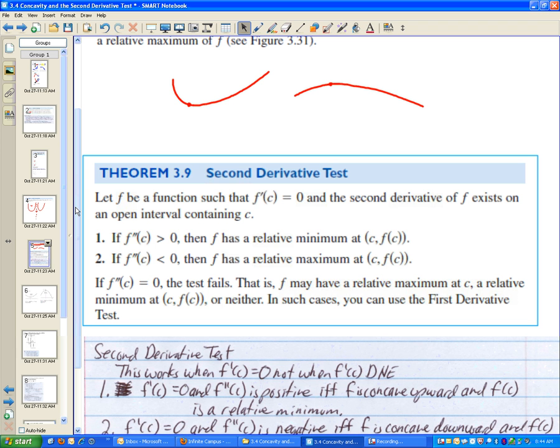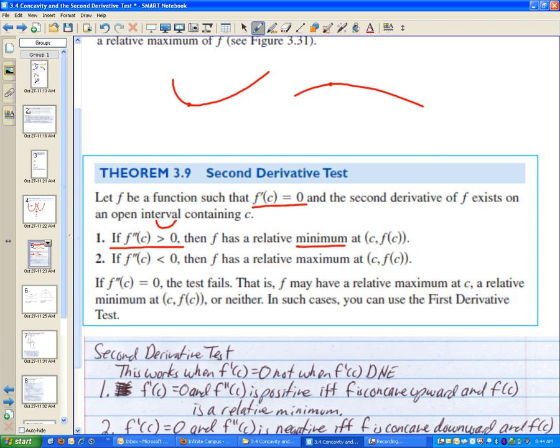Okay? It says let f be a function such that f prime of c equals 0. So we got a critical number where the derivative equals 0. And the second derivative of f exists on an open interval containing c. If the second derivative is greater than 0, in other words, the second derivative is positive. Think back to our concavity discussion. If the second derivative is positive, the first derivative is increasing, which means the function is concave up. So second derivative positive means concave up. So we've got a function that's concave up, and the derivative equals 0. That's a relative minimum.